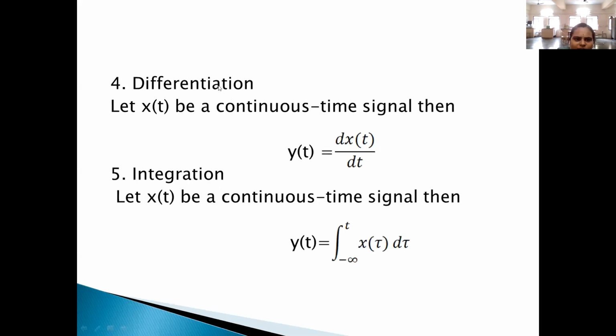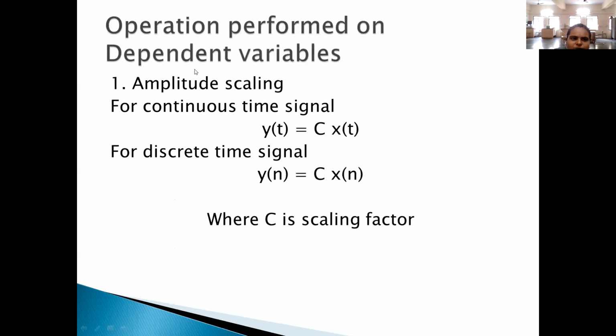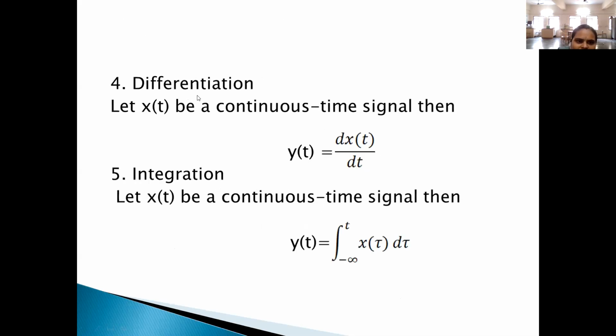Next, in differentiation, the equation is y of t equals dx of t divided by dt, and we can do integration for a continuous time signal by the equation y of t equals the integral from minus infinity to t of x of tau d tau. These are the 5 basic operations we do for the dependent variable, meaning in terms of changing the amplitude value.